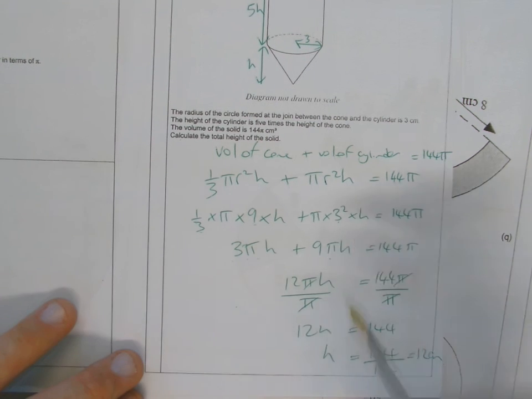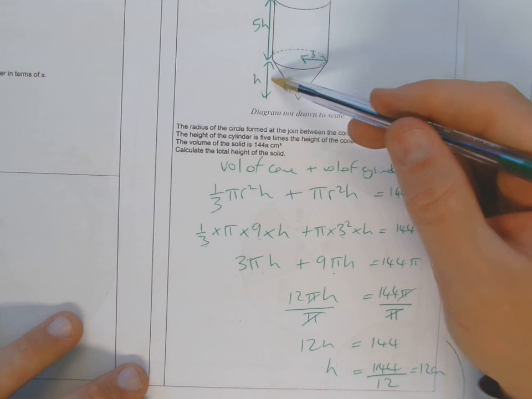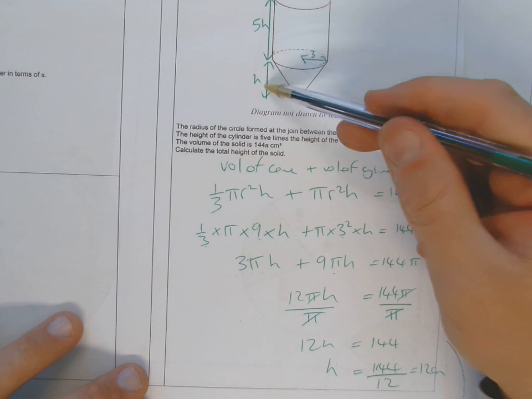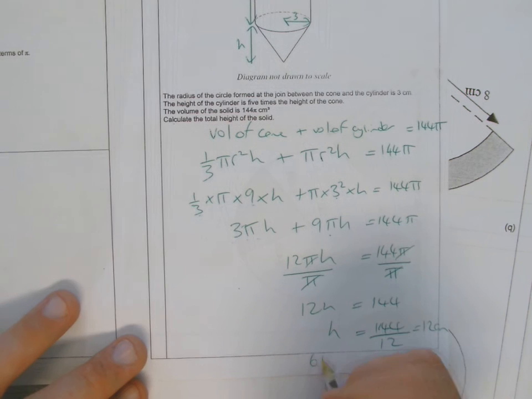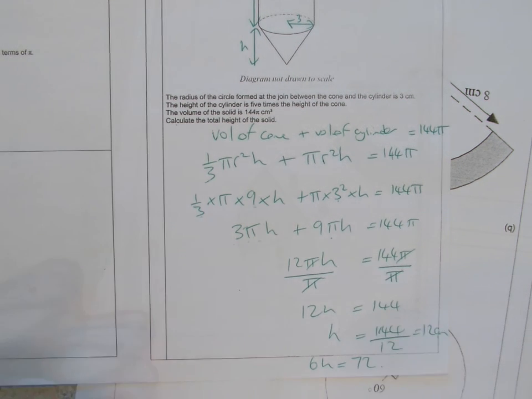Now we're not quite done, because it's the total height of the solid, and remember the height of the solid is not just the cone, it's the cylinder as well, so that's going to be h plus 5h, which is 6h. So you need to work out 6h, and that will be of course 72, because you times 12 by 6.